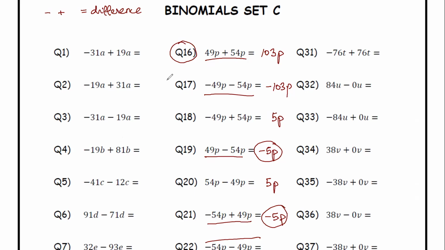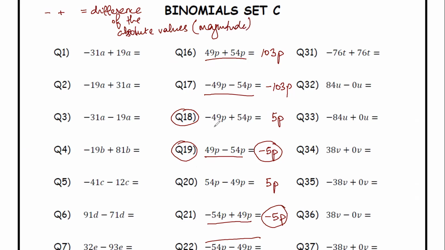We look at not 16, since 16 has both positive. So let's look at question 18, and then we look at question 19. In question 18, there's one negative, one positive. So we take the difference of the absolute values. Absolute values, in other words, the magnitude of the numbers without the variable. Out here in question 18, we only look at the numbers 49 and 54, disregarding the p.